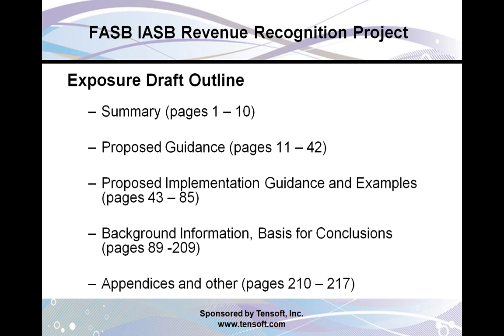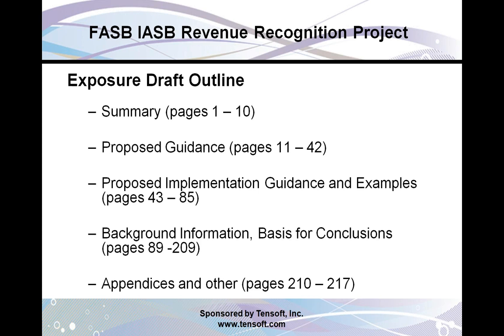Here's an outline of the exposure drafts of these 217 pages. First, there's a 10-page summary which gives a high-level view of what the exposure draft covers. Then there's 40 pages of proposed guidance and implementation guidance and examples. And then there's about 100 pages of background information, basis for the conclusions, why did they do things the way they did, some explanation of their rationale, and maybe some examples of alternatives that they considered and did not adopt.